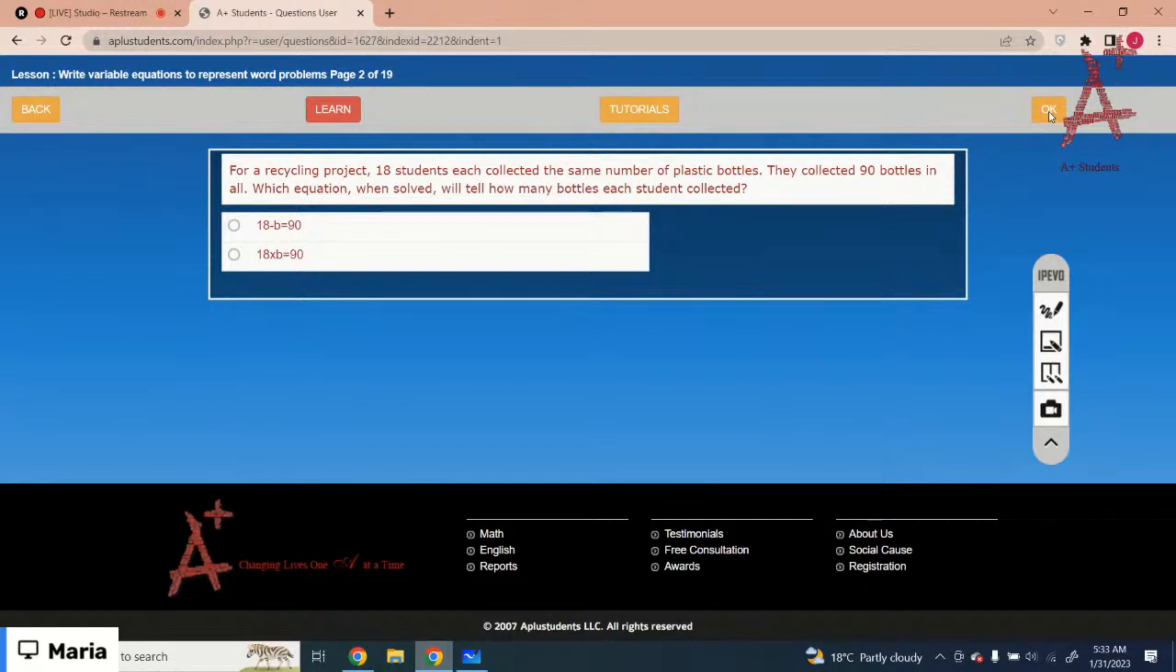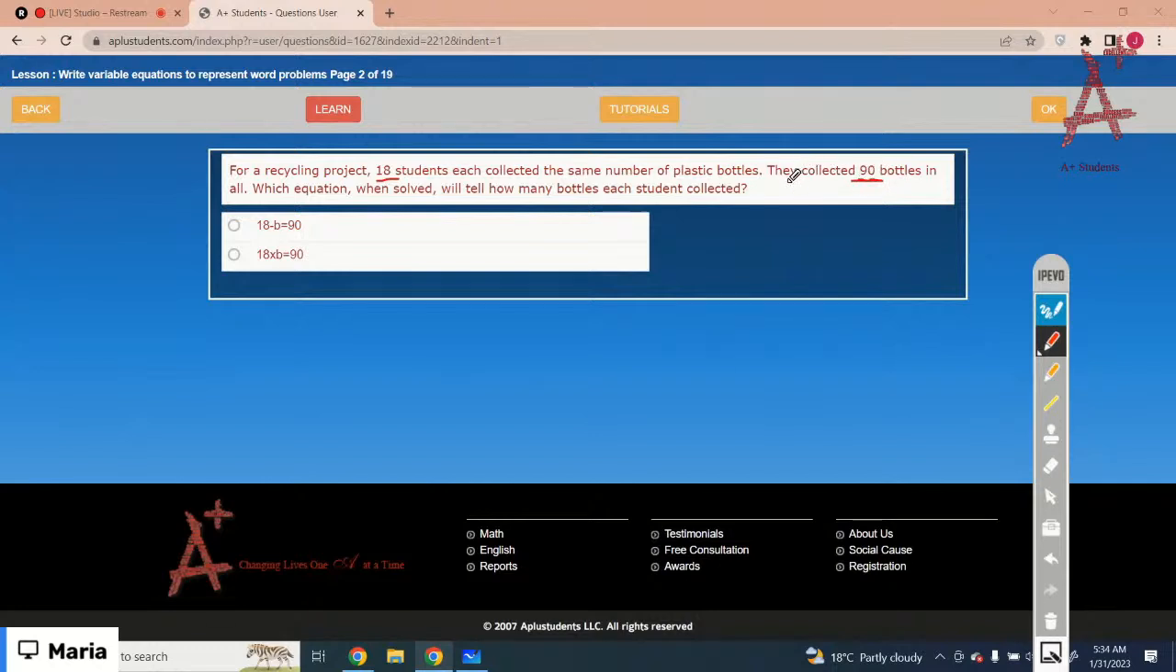For a recycling project, 18 students each collected the same number of plastic bottles. They collected 90 bottles in all. Which equation, when solved, will tell you how many bottles each student collected? "How many times": these words are very important. "How many times" means the equation has the multiplying sign. Got it?